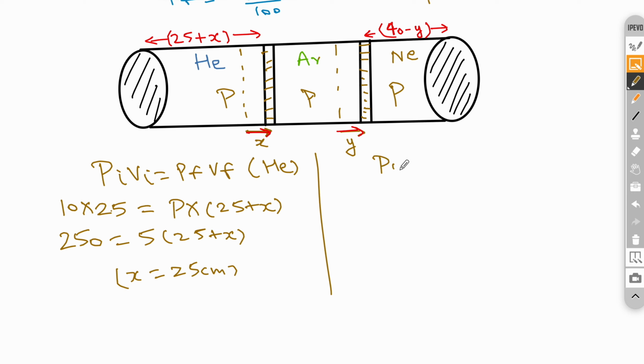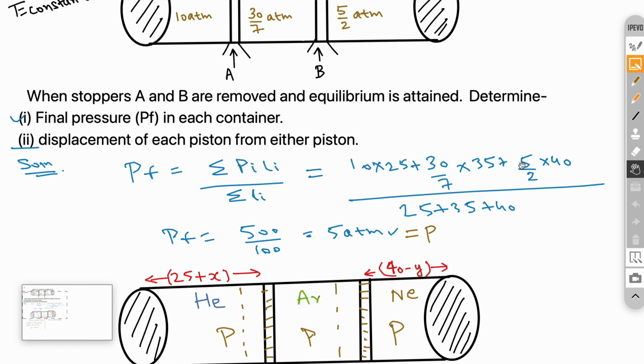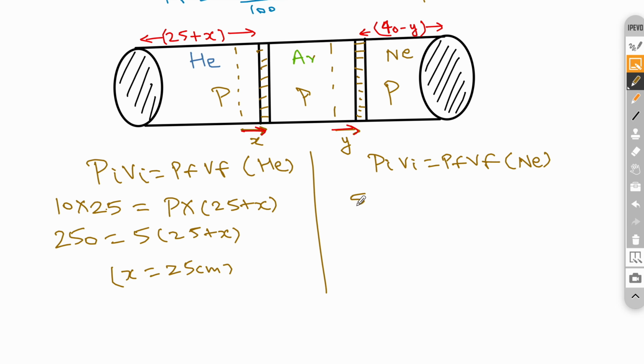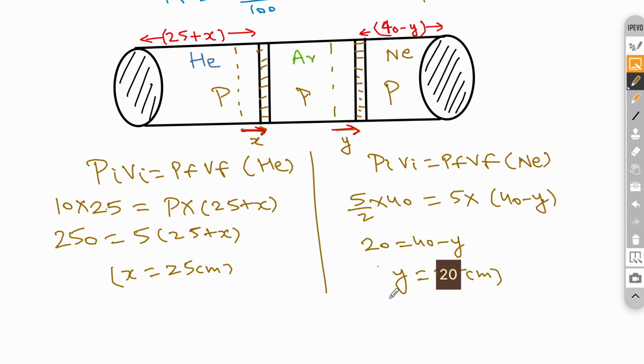Similarly, we'll solve for y. So we'll apply PiVi equal to PfVf, which is Boyle's law, for neon gas. You can also apply it for argon gas. I'm applying it for neon gas to simplify it. Now solving further. So PiVi is 5 by 2 multiplied by 40 should be equal to 5 multiplied by 40 minus y, where 5 is the final pressure. So on solving, we'll get the value of y. It will come out to be 20 centimeter, right?